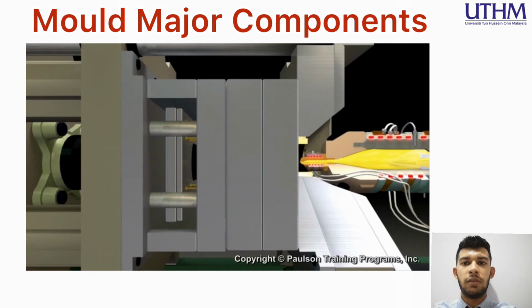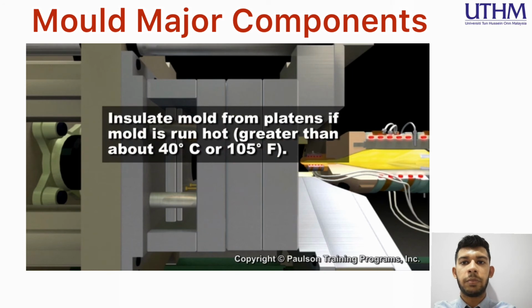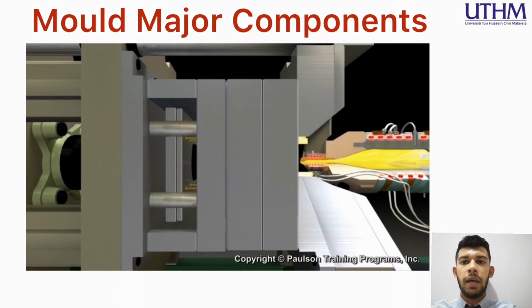to put an insulation board between the mold and the machine's platen. This reduces the temperature variation in the mold. It also reduces the thermal expansion of the platens.